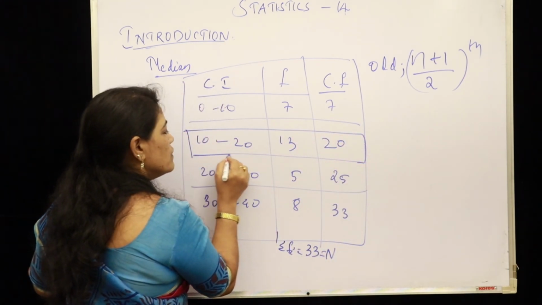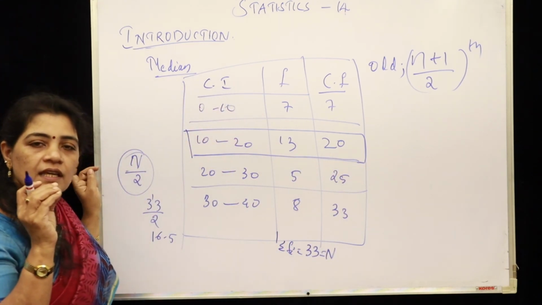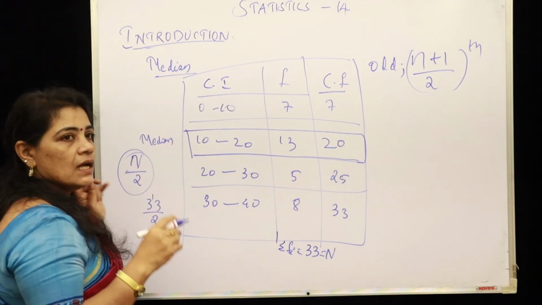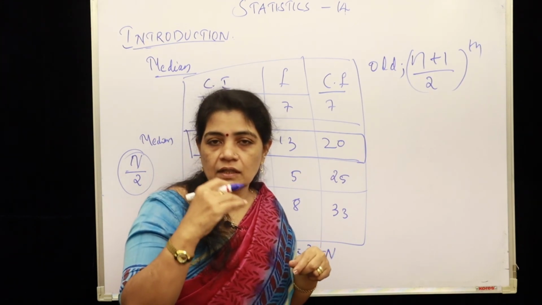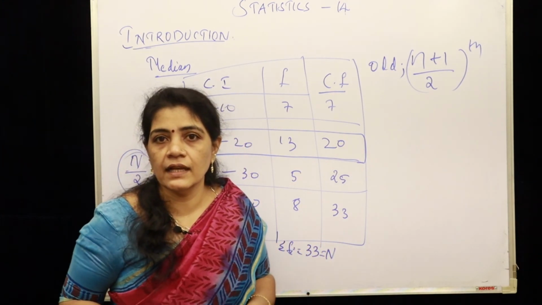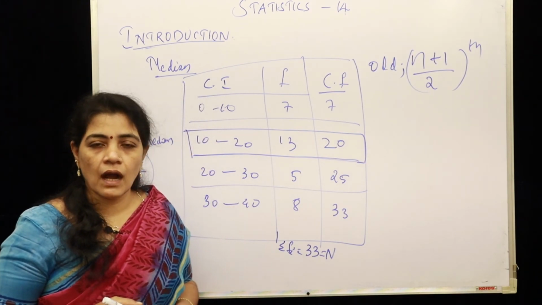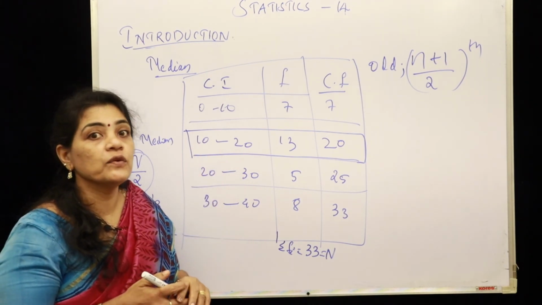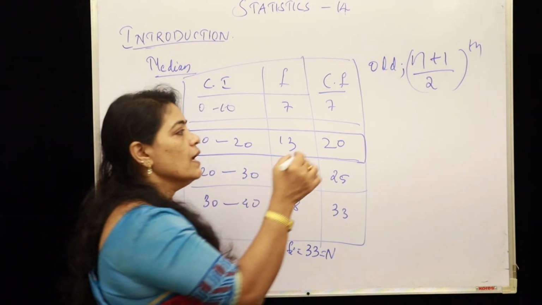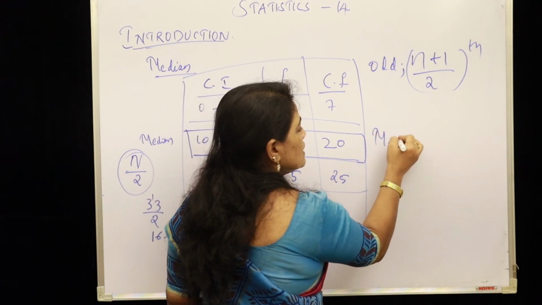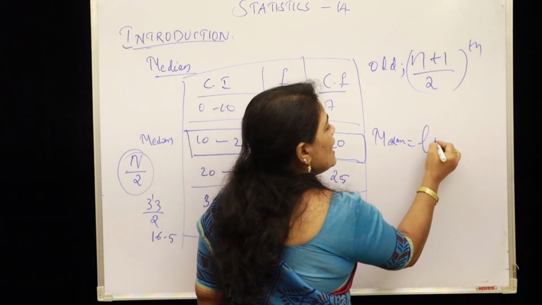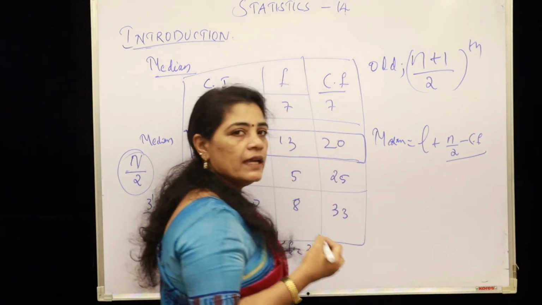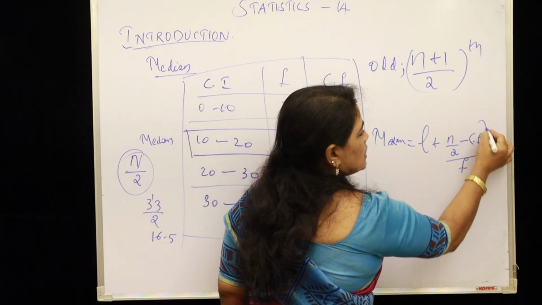So, in a continuous frequency distribution, the first thing is to locate the median class. The class which has the cumulative frequency just greater than N by 2, and N by 2 is nothing but half of the sum of the frequencies. This is the median class, and after that you can easily find the median by substituting the values in this formula. Median is equal to L plus N by 2 minus CF divided by F, into H.